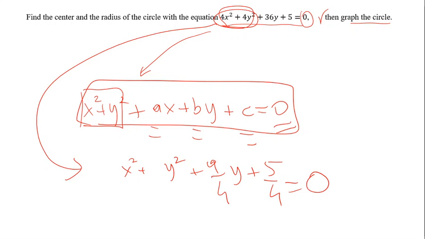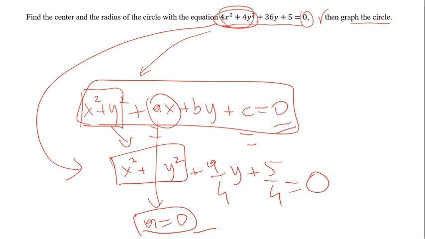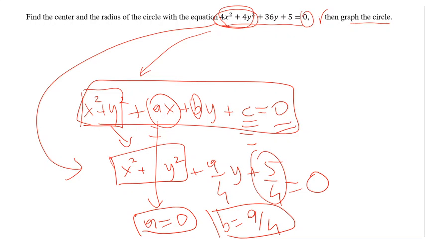Okay, now we have this. We have x squared plus y squared. Now we can match the terms. A x, where is this x? There is no x here. No x means 0 times x. So if you don't see x, a is 0 here. The coefficient of x is 0. So what about b here? B is 9 over 4. And how about c? C is obviously 5 over 4.